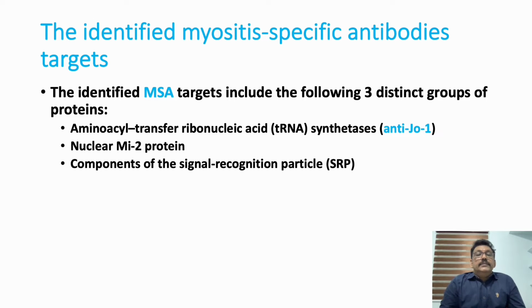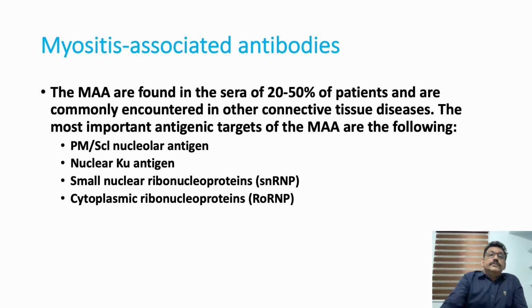Now there are some antibodies identified in polymyositis. They are myositis specific antibodies. They are aminoacyl transfer RNA synthetase, anti-Jo1 antibodies. That is classically known as anti-Jo1 antibodies. Nuclear Mi2 protein, components of signal recognition particle SRP. These are the common antibodies we can see in this type of disease. Anti-Jo1 antibody is commonly done as a routine lab investigation in polymyositis.